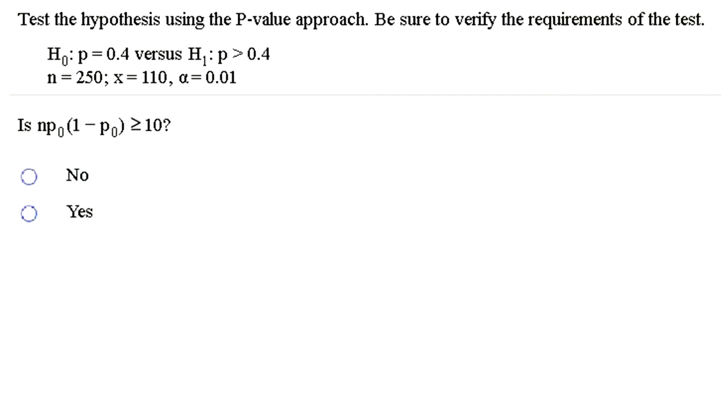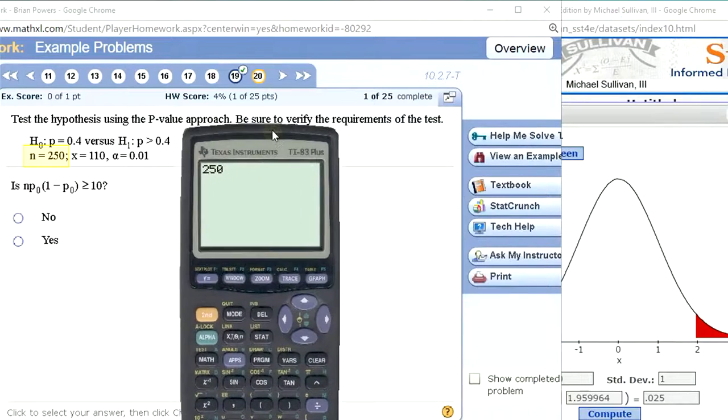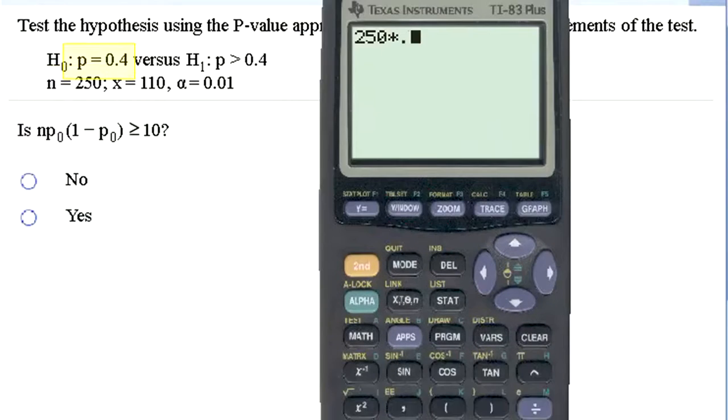So we have to do a couple of checks to see if the conditions are met for doing a hypothesis test. These are conditions for whether or not the central limit theorem applies. The first check is whether our sample size is big enough. Is the sample size, that's 250, times the proportion from the null hypothesis, 0.4, times 1 minus 0.4, greater than or equal to 10? Yes, indeed it is.